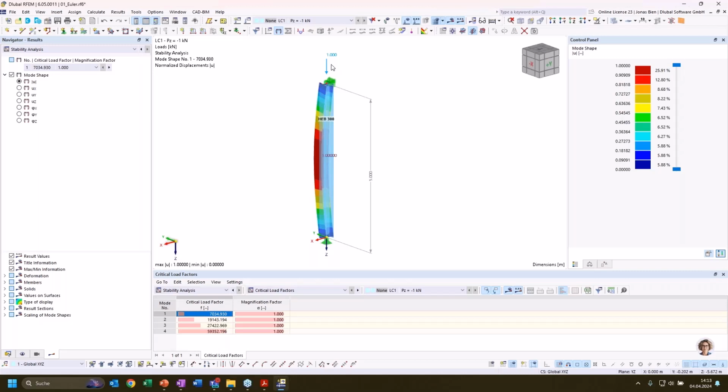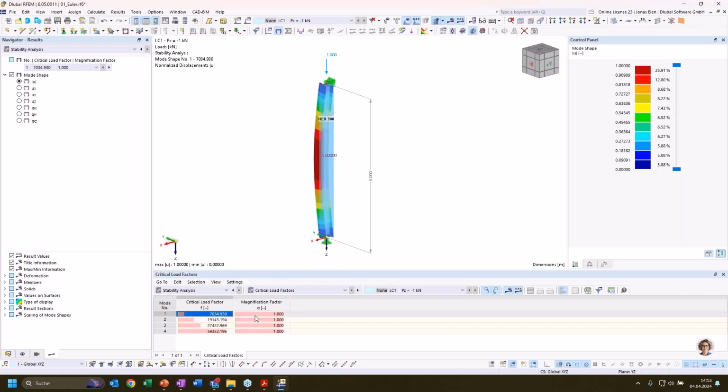So if I would increase the unit load of 1 kilonewton up here up to 7,035 kilonewton and run a second order analysis, my system would become unstable and I would get an error message saying that. So I can read these critical load factors here.